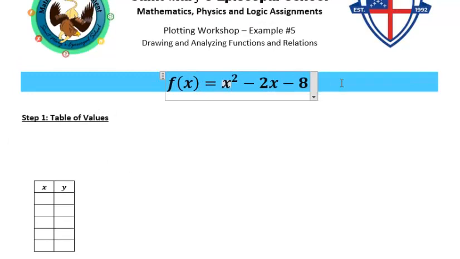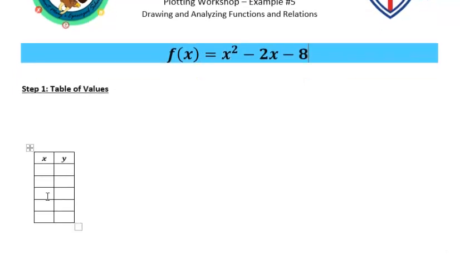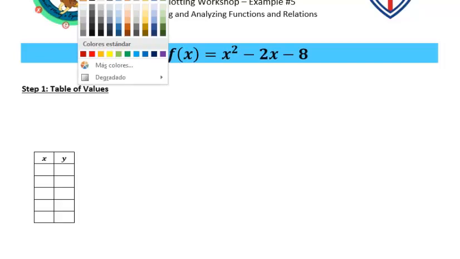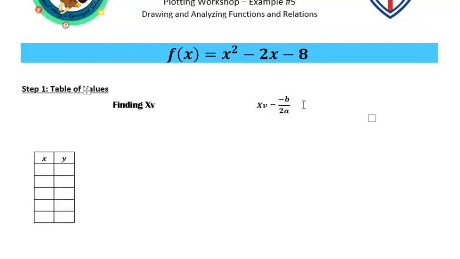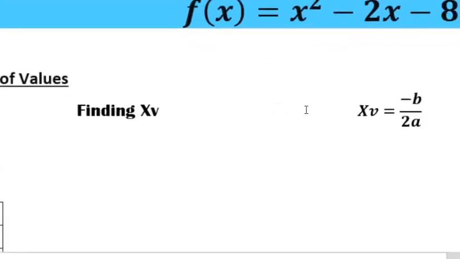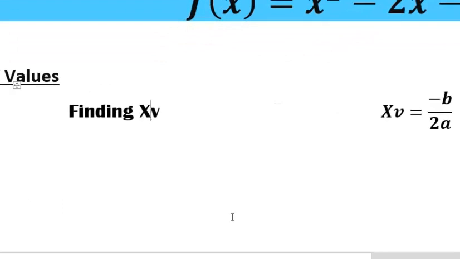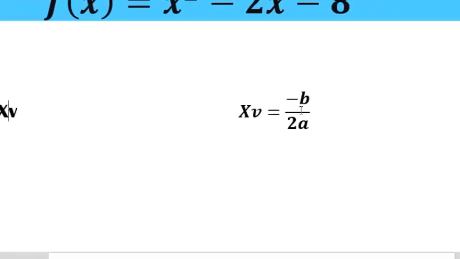We need to figure out first what is the vertex, and the vertex is gonna be the number that's gonna be in the middle. So to figure out what's the vertex, we're gonna have to use this formula. Okay. For the x of the vertex, we're gonna call it xv. The formula we're gonna use is this one, minus b divided by 2a.